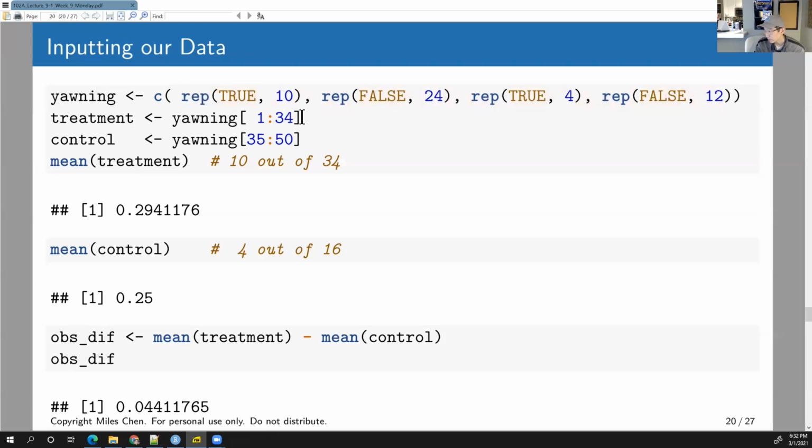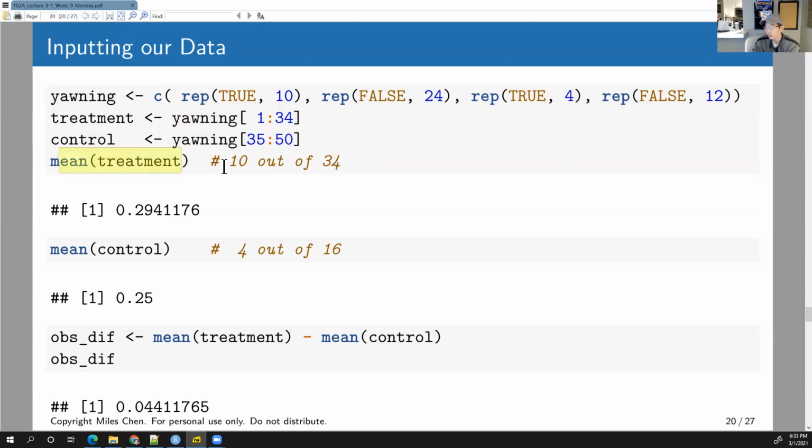We're going to say the first 34, from 1 through 34, will be the treatment group, and the remaining 16 I'll put in the control group. So treatment is a vector of length 34, with 10 TRUEs and 24 FALSEs, and control is a vector of length 16, with 4 TRUEs and 12 FALSEs. Then I can ask, what is the mean of treatment? Even though this is a logical vector, R is going to coerce the TRUEs to 1s and the FALSEs to 0s, so the mean of a logical vector is basically the proportion TRUE.